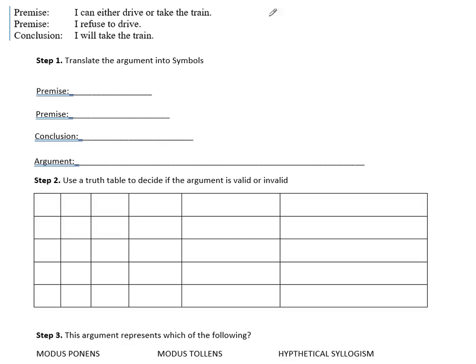So first we'll translate. Let's let I can drive be the letter D and I take the train be represented by the letter T. Then the first premise is really just saying D or T. I will either drive or I will take the train. Then the second premise says I refuse to drive, so I'm not going to drive, so not D. And then the conclusion is I take the train, T. So that's translating what this is saying into just logic symbols to make it a little easier to work with.